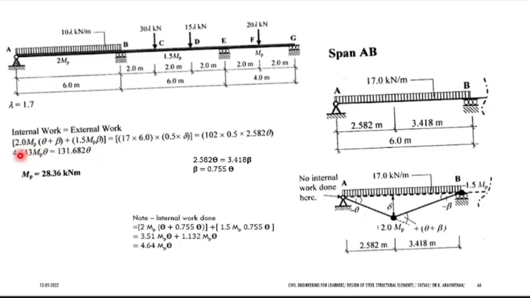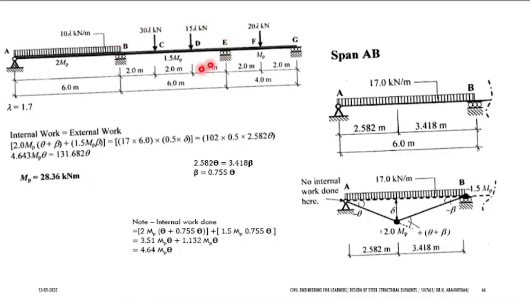Your MP will be, if you divide this value, 28.36 kilonewton meter. This is an intermediate span. You will be having plastic moment at the joint B as well as the joint E. So in the previous cases you had only one load in a span. It might be span A and B or the previous problem. You had only one load.